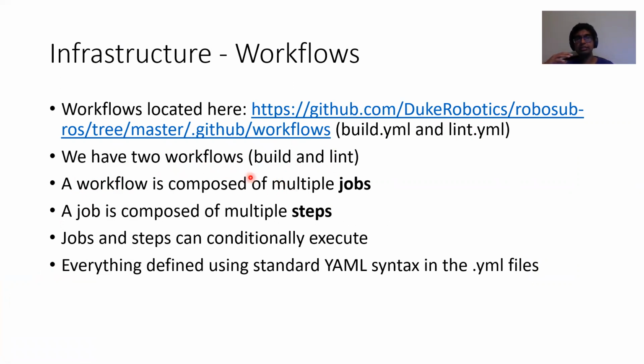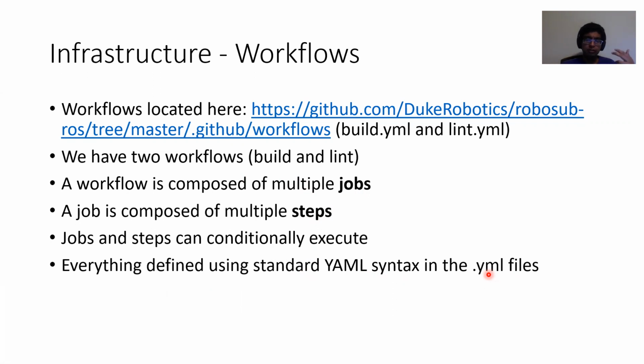A workflow is a set of jobs, and a job is a set of multiple steps. It's sort of weird, but that's the classification: a workflow is a single file, supposed to be an entire process that has to execute, and it can do multiple things. These can conditionally execute. You might want to execute one job if something is true, and if it's not true, you execute a different job. The same goes for steps. Each job has multiple steps that it goes through to finish that job. Everything is defined using standard YAML syntax in these .yaml files.